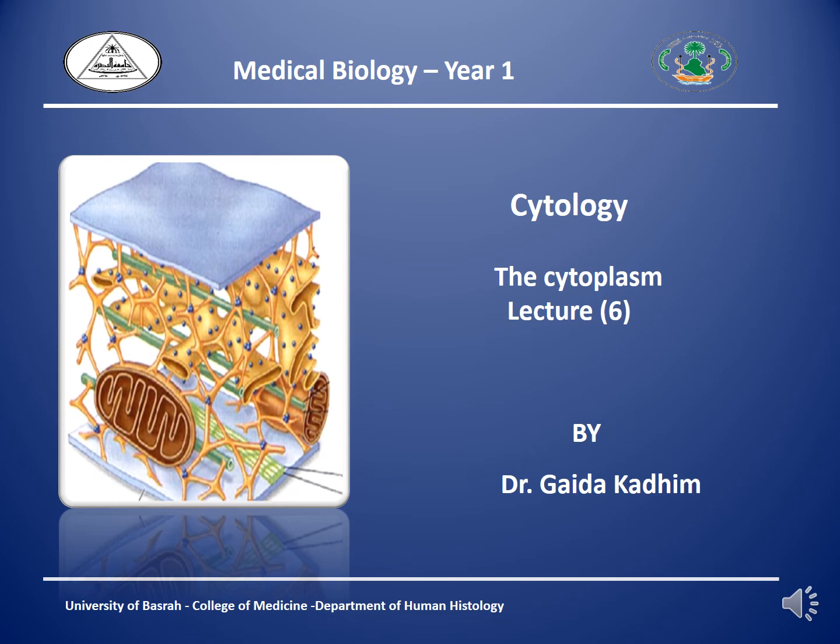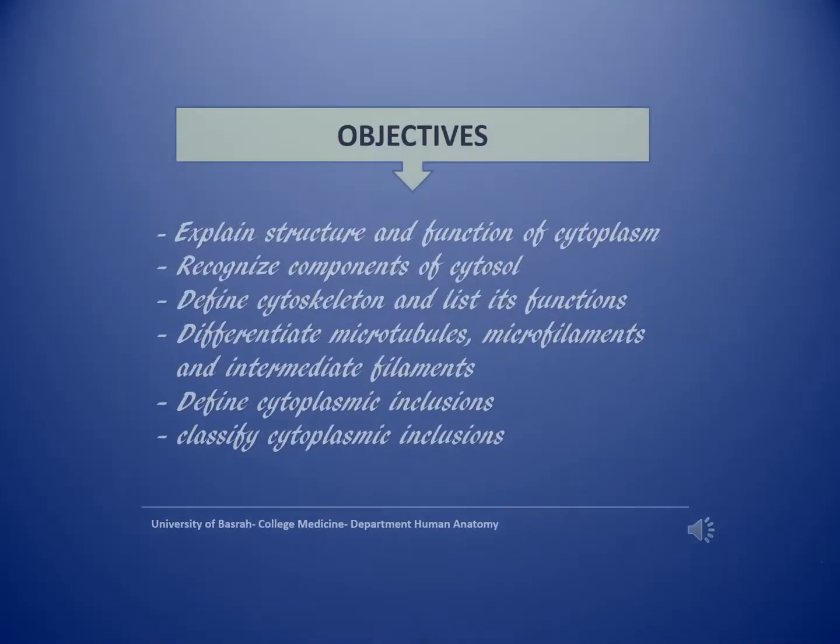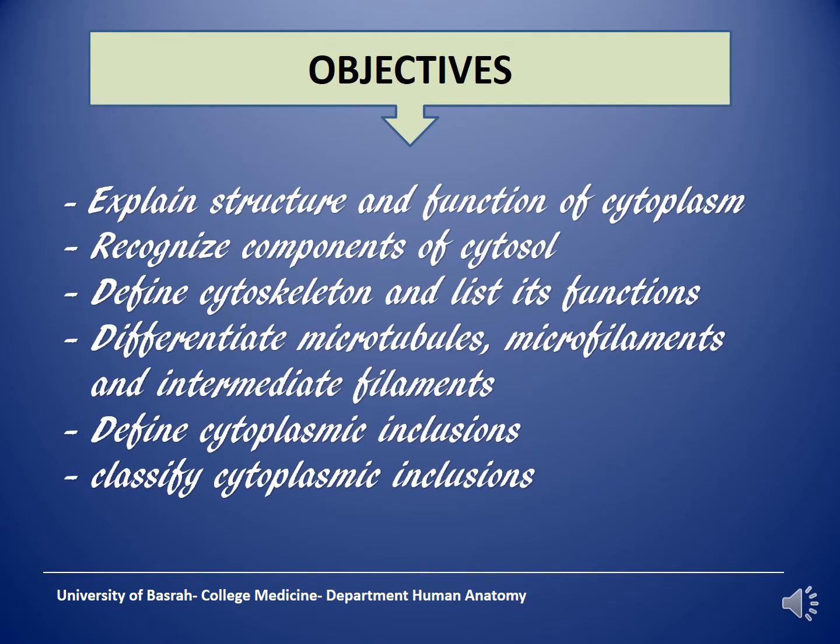محاضرتنا لهذا اليوم The Cytoplasm. The main objectives for this lecture include: explain the structure and function of cytoplasm, recognize the components of cytosol, define the cytoskeleton and list its function, differentiate between microtubules, microfilaments, and intermediate filaments. Define the cytoplasmic inclusions and classify the cytoplasmic inclusions.